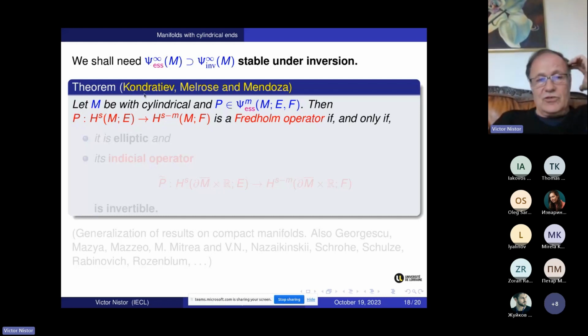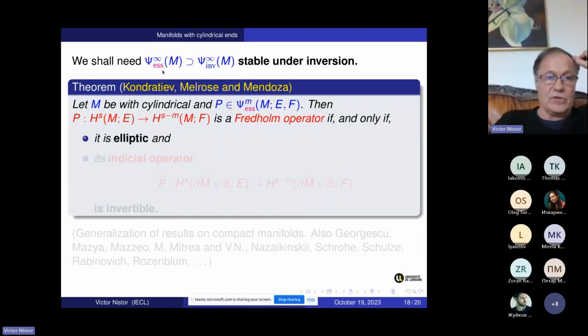In fact, I'm attributing this to Kondratiev and Melrose and Mendoza because it's very close, but this algebra of essentially translation invariant operators is not contained in the B calculus. It's rather contained in the C calculus. Well, it's not very important. Okay, so here's an important result for us.